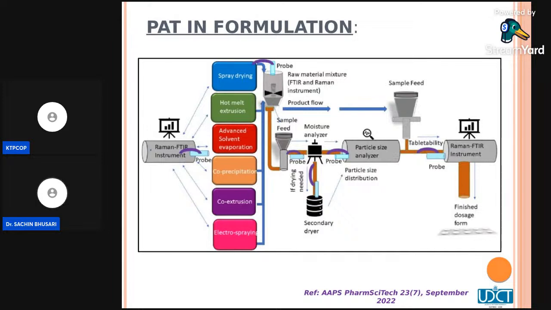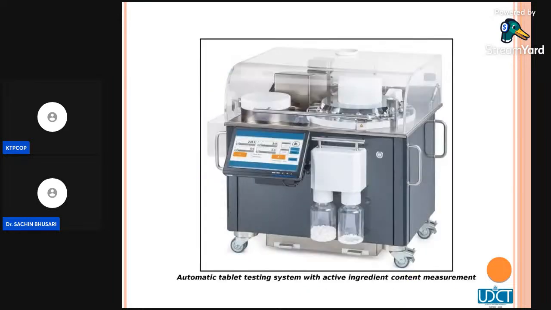My example will cover that blending also. So you can actually check the process and you can check the tabletability also. So PAT is in formulations also. Now this is one of the classical PAT tools you can say. It gives you the active ingredient content of the tablet directly. There are inbuilt technologies, NIR technology is built in. So you can check the ingredients of the tablet, and you can have this online tool.